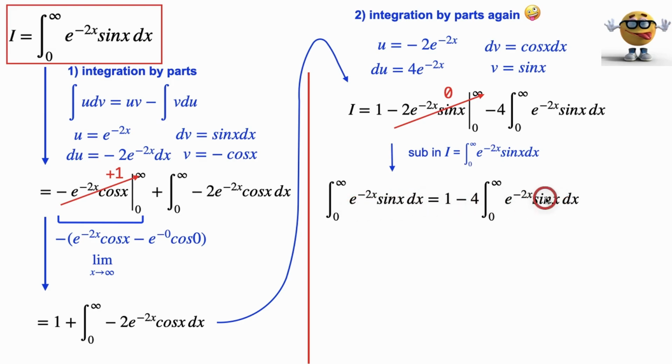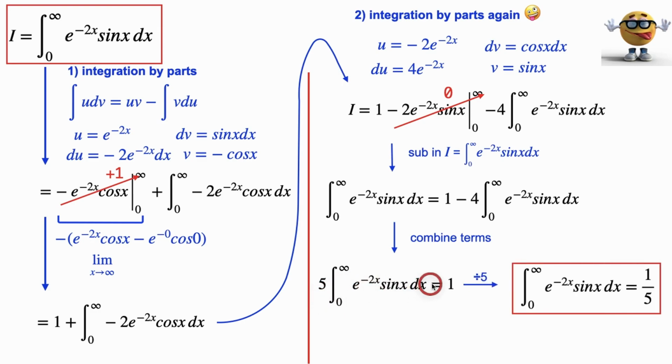And if we look at these two terms, they're the same. So we can actually combine these two terms together. We'll transpose this to the other side so that there's a 5 I here equal to 1, and divide both sides by 5 to give us our answer, and we're done.